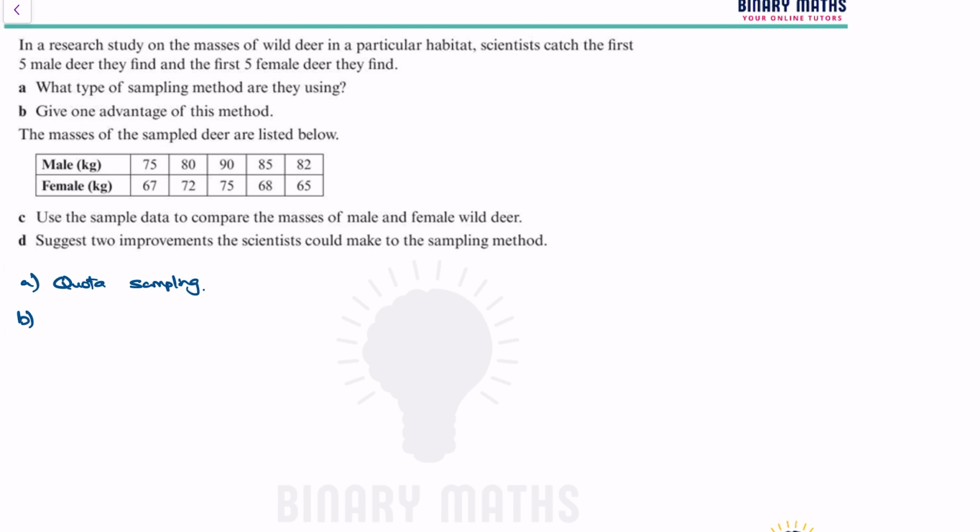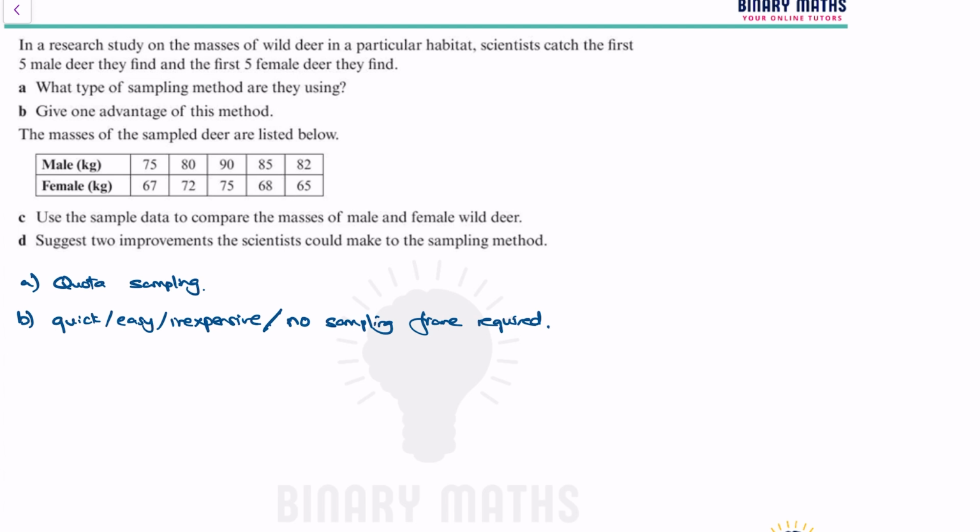Give one advantage of this method: quick, easy, inexpensive, and the main one, because it's non-random, is no sampling frame required, which works well when you're working in the wild, because you won't have a list of all the population of how many deer there are in the wild.